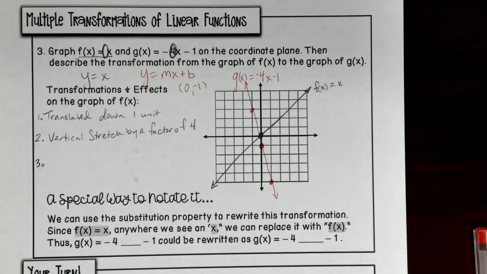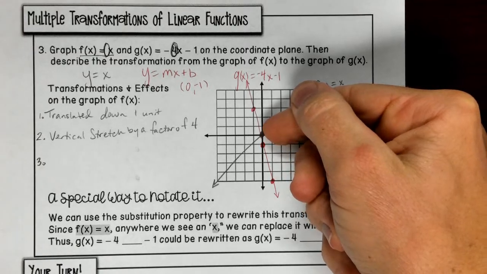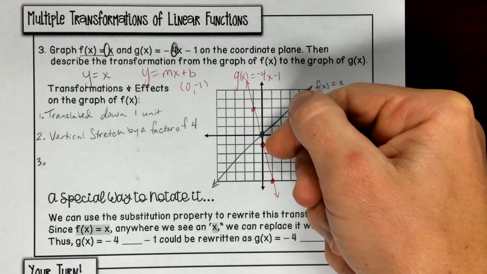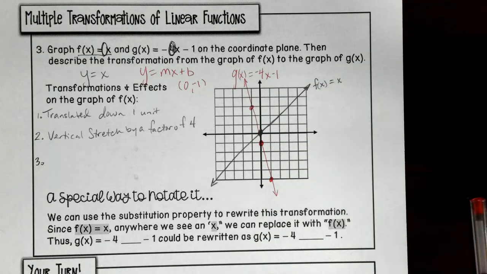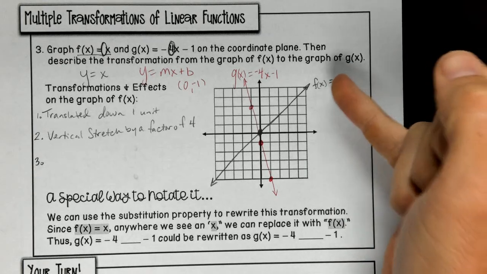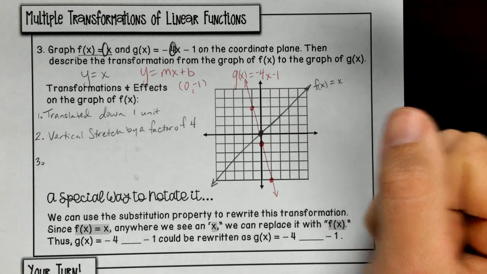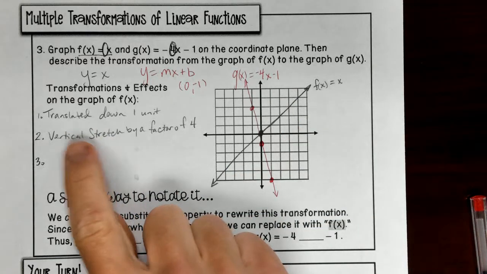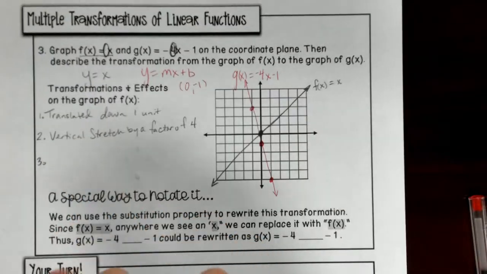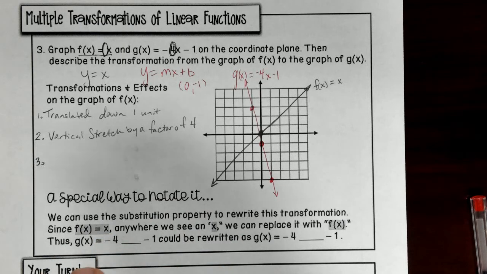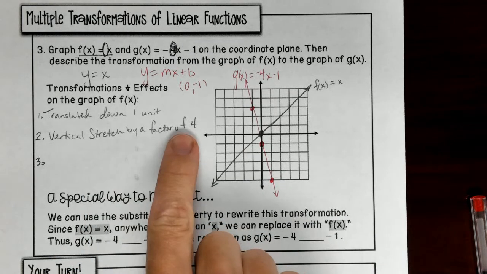So I have 2 transformations thus far. Okay, we know that my y-intercept went from 0 to negative 1. So we translated it down 1 unit. We know that the slope went from a 1 to a 4. 4 is bigger than 1. Anytime the number is bigger than 1, it's a vertical stretch. Anytime the number is less than 1, it's a vertical compression. So a vertical stretch by a factor of 4.